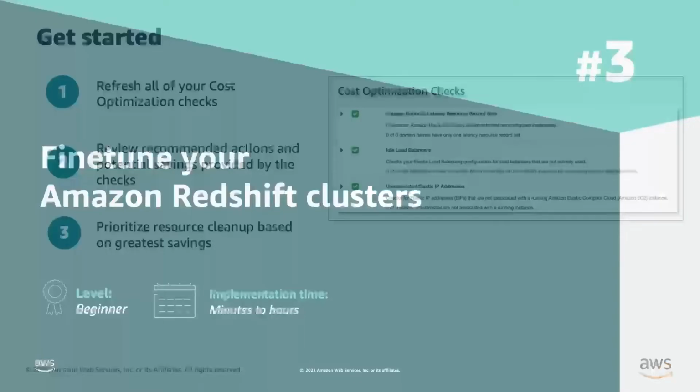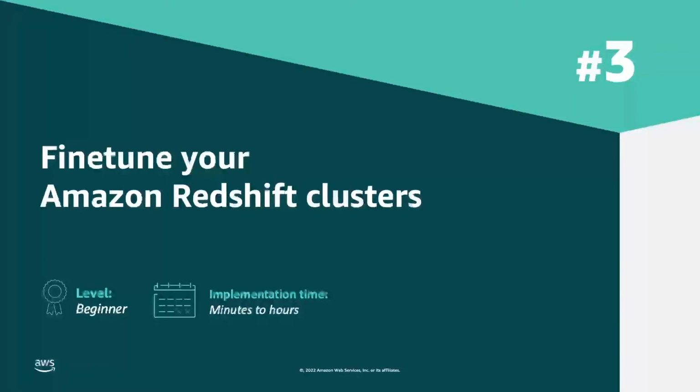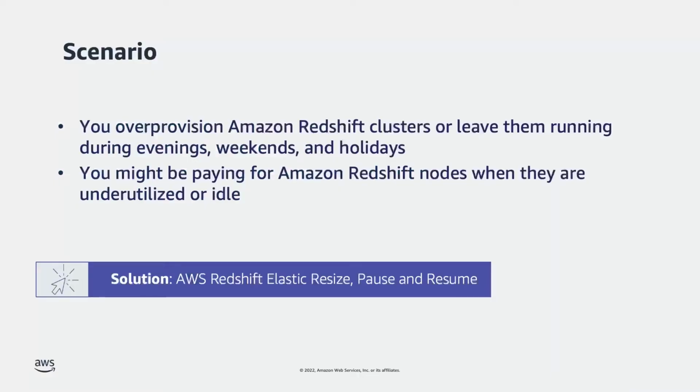Number 3, fine-tune your Amazon Redshift clusters. So the scenario is, if you have Redshift clusters and also have resource constraints around resizing clusters in production or around shutting down clusters in non-production environments during evenings, weekends, and holidays, you might be paying for over-provisioned or idle Redshift clusters. And AWS has made it easy to resize, pause, and resume Redshift clusters.